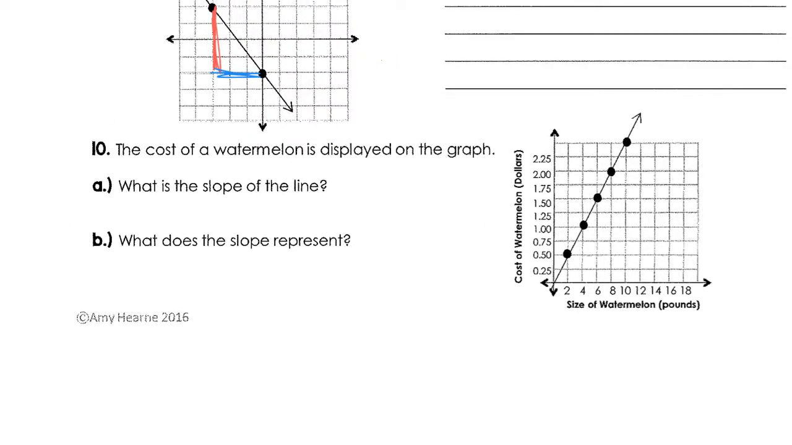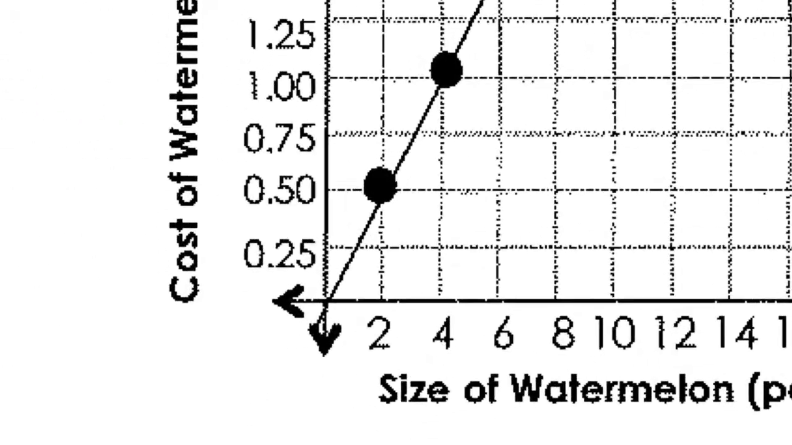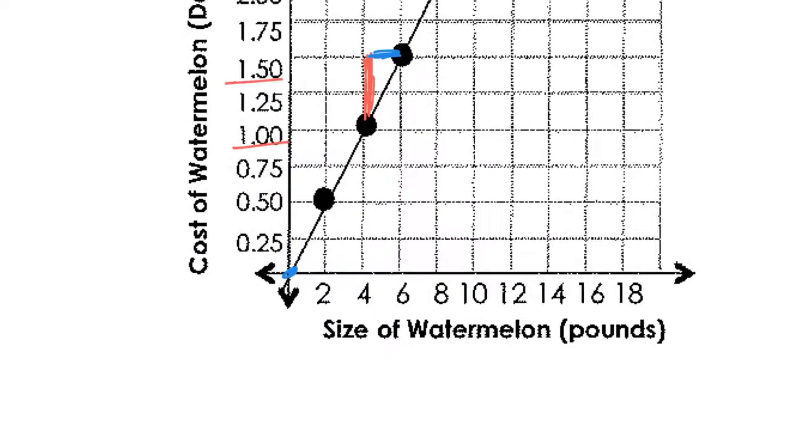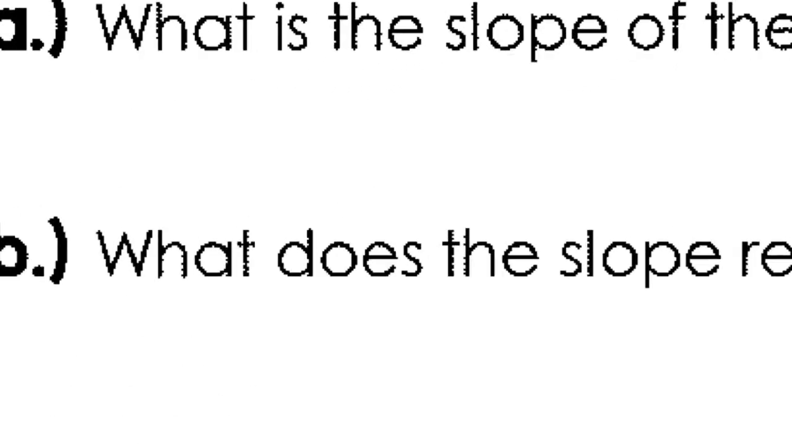Number 10 says the cost of a watermelon is displayed on the graph. What is the slope of the line? Pick anything. It doesn't really matter. And this looks like it might be one of those fancy graphs that goes through (0, 0). So you could find out the cost for 1. But what I would recommend doing is checking out your rise and your run. Make sure you are looking at the numbers. So my rise looks like it's between 150 and 1. So that ought to be pretty simple. And then my run is between 4 and 6. So check those numbers. That'll give you your slope. In fact, I'm going to write that change of y over change of x over here again.